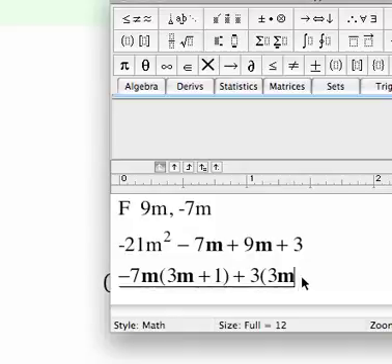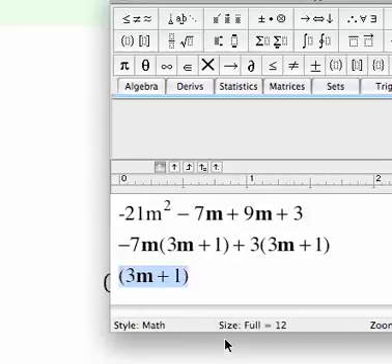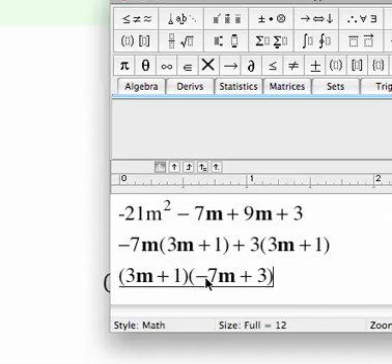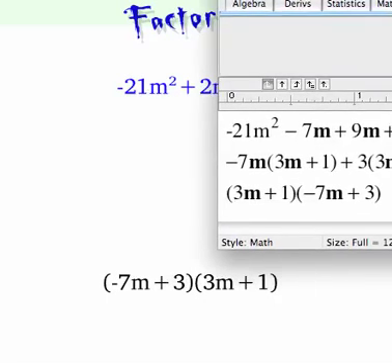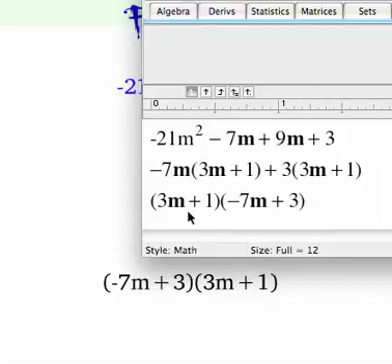And over here would be 3(3m plus 1). So the 3m plus 1 is common, so we factor it out, and I'm left with -7m plus 3. Okay, and notice that's the same answer we have here. It's just that I've reversed it. Okay, in either case, the computer will take it.